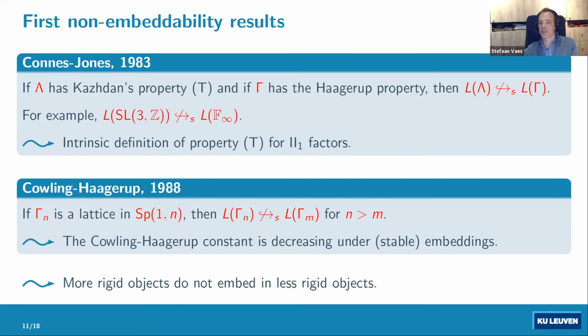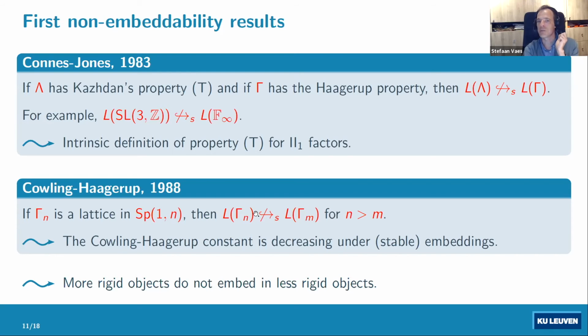Yet another variant of that has to do with the Cowling-Haagerup constant. It's a little bit more of a numerical thing. So if you take this simple Lie group, Sp(1,n), and you take gamma n, a lattice in Sp(1,n), then you can prove that there is no room to embed L of gamma n into L of gamma m if n is larger than m. What's the reason behind it? There is a notion called the Cowling-Haagerup constant for II_1 factors. You show that it decreases under embeddings, and Cowling and Haagerup managed to determine the constant for this kind of II_1 factors that arise from lattices in Lie groups.